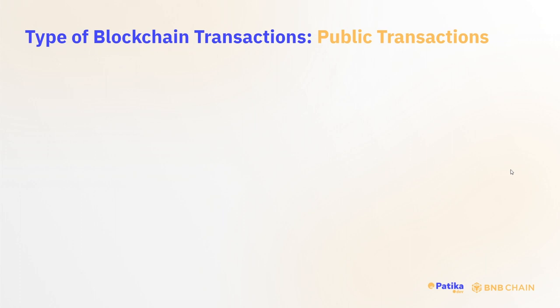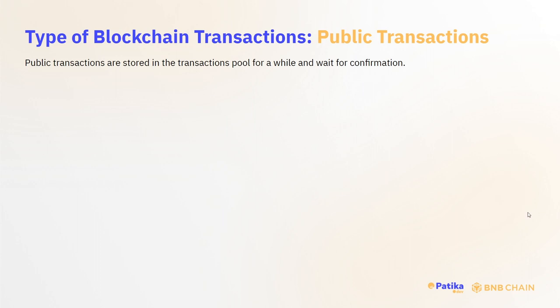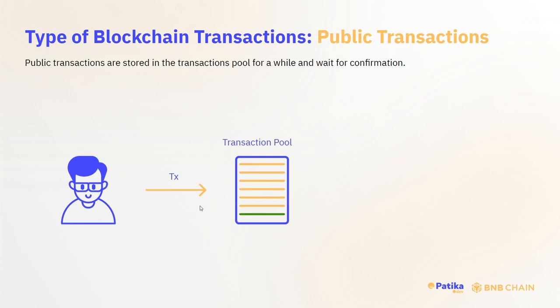So, types of blockchain transactions. Let us start with public transactions. Public transactions are stored in the transaction pool for a while and wait for the confirmation. Here, when we do a transaction, it's going into the transaction pool and waiting for the miners to be selected. Then the miner will get the transaction and validate it.